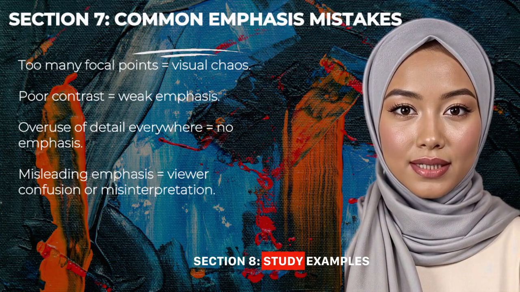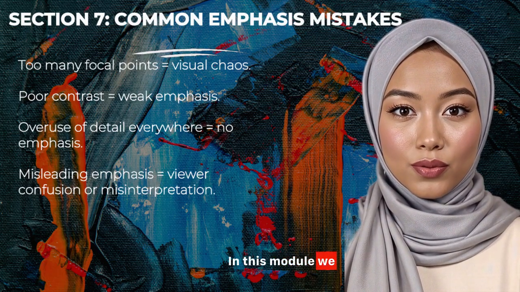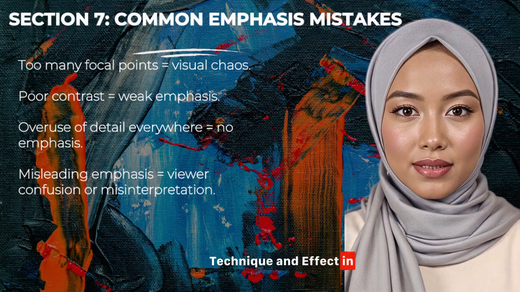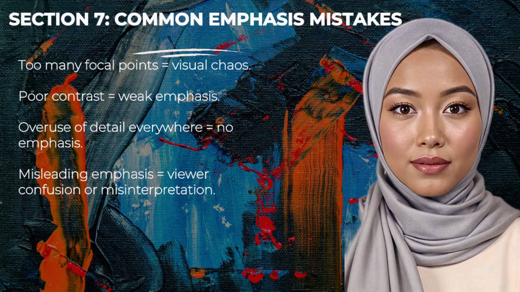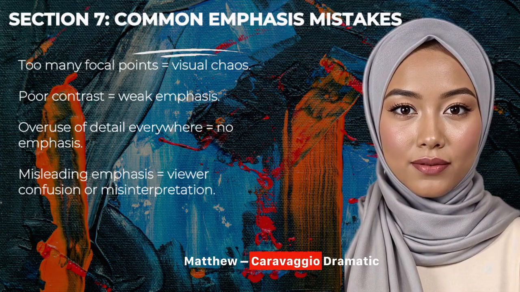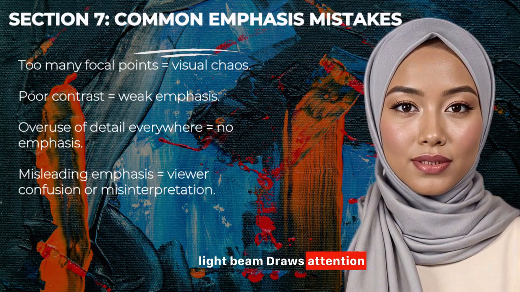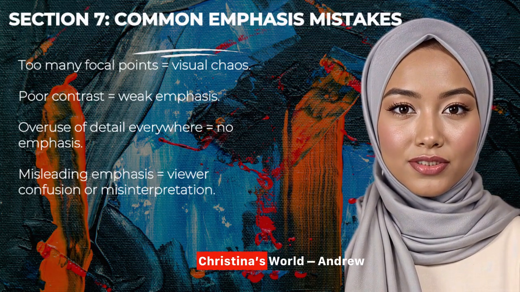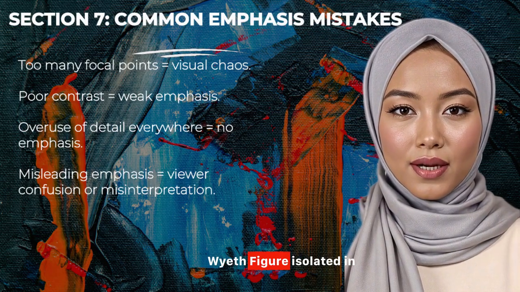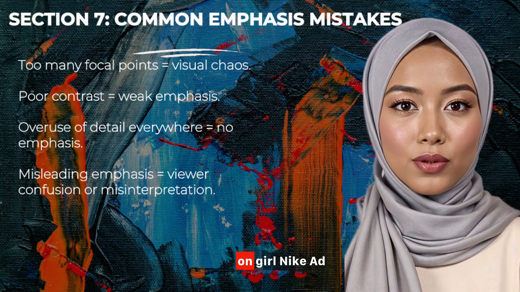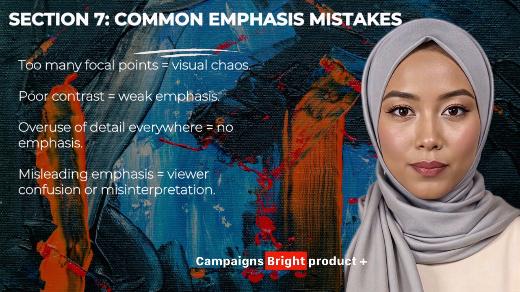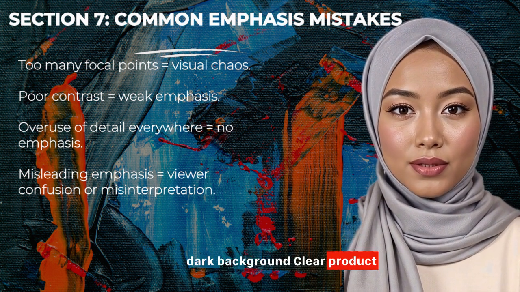Section 8. Study examples. In this module, we will be using artwork, technique, and effect in a table. 1. The Calling of St. Matthew, Caravaggio. Dramatic light beam draws attention to Matthew. 2. Christina's World, Andrew Wyeth. Figure isolated in wide field, immediate focus on the girl. 3. Nike ad campaigns. Bright product plus dark background, clear product emphasis.